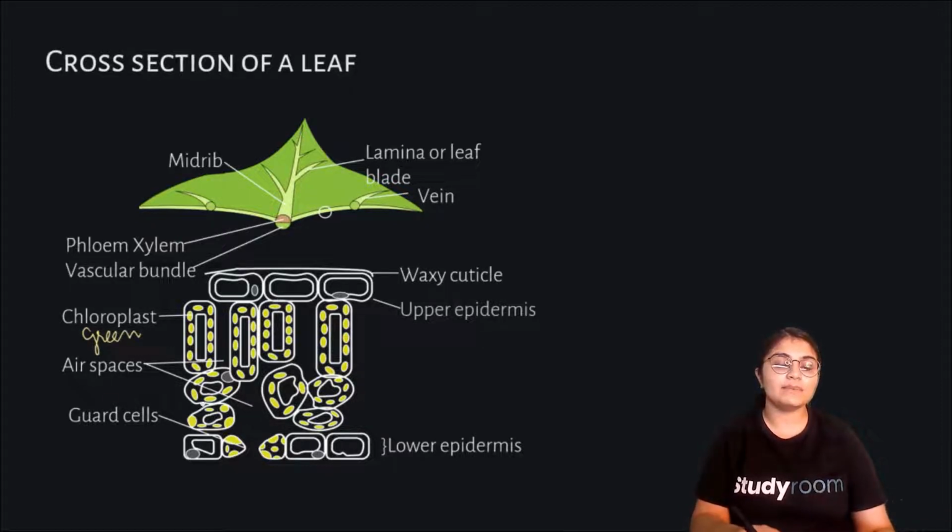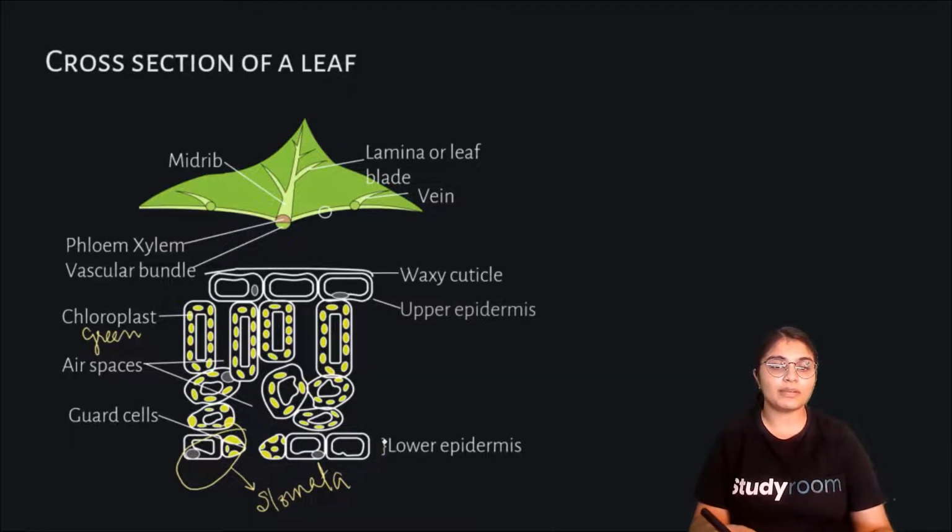Then we have the air spaces also. We have certain air spaces in leaves, and these are the guard cells. Okay, these are present in the lowermost surface, the lower surface of the leaf. We have these guard cells in which we have stomata. So we'll be talking about stomata. We'll be studying about it later on, and we'll see how stomata is present in the leaves.